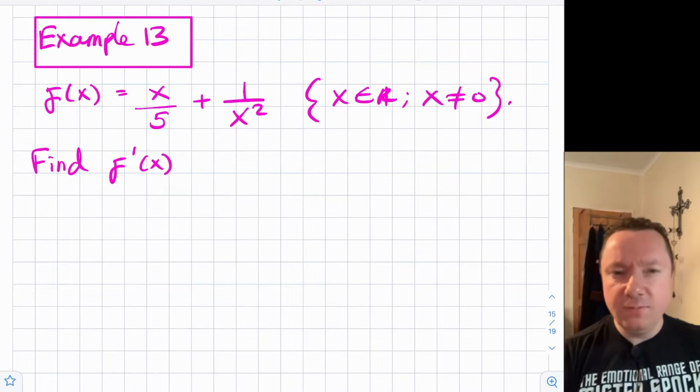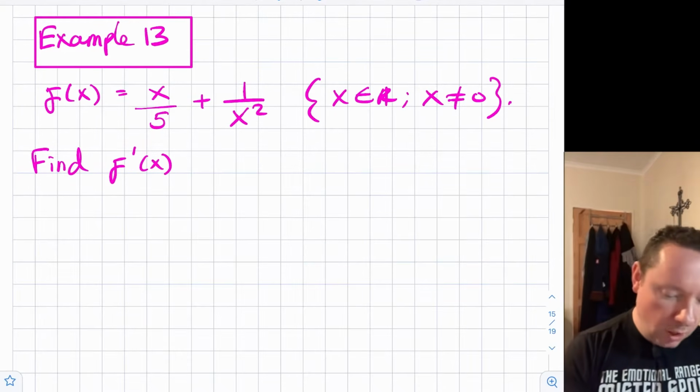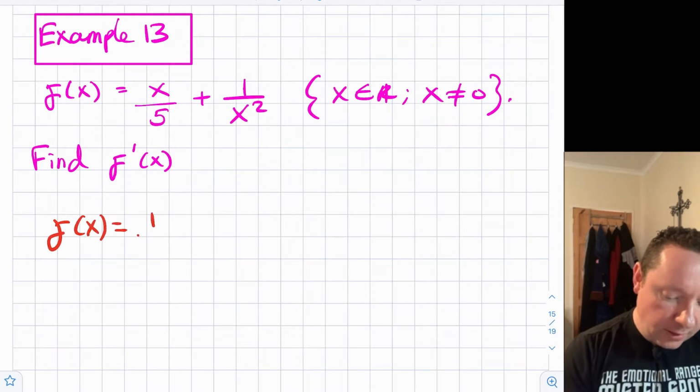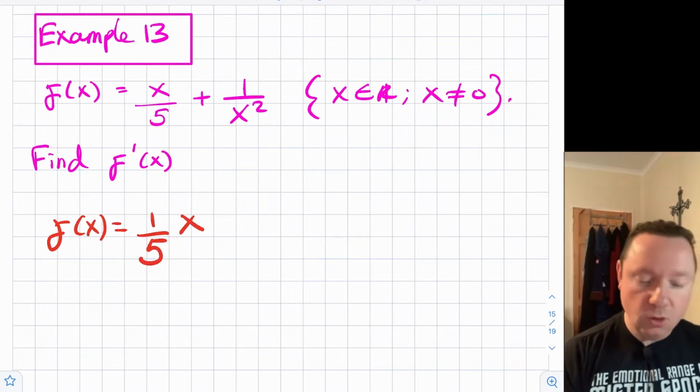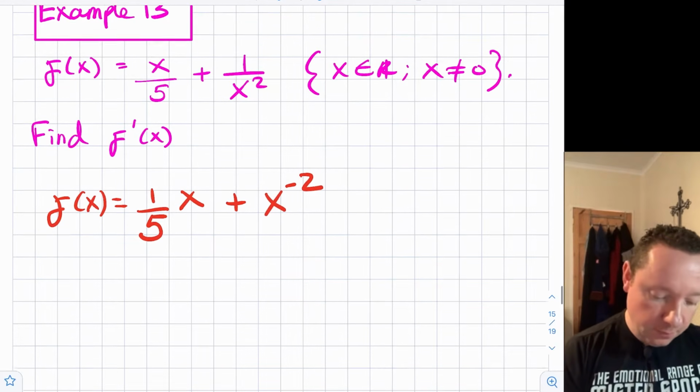We're going to have to find a way to make this all x's on top of fractions before we can start. So we'll start off manipulating it. So we've got f of x. I'm just going to write that as a fifth of x because it's easier to see what's going on. And then plus 1 over x squared becomes 1 times x to the minus 2. If there was another number here except 1, then that number would come along for the ride as well. We can now differentiate it.